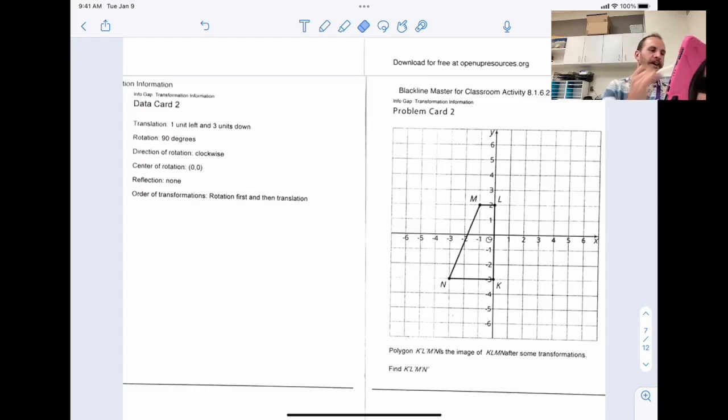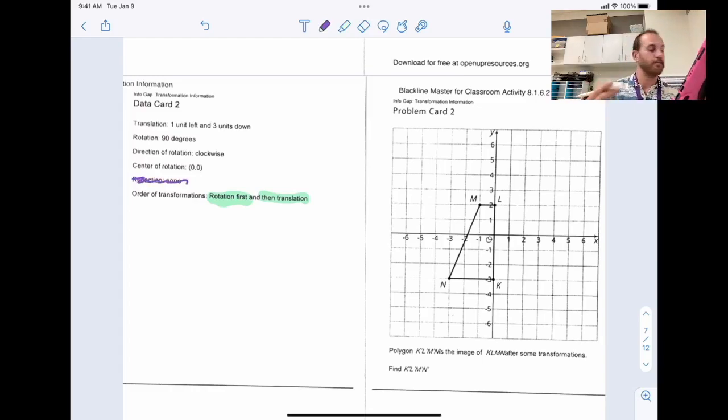All right, so I'm going to start with this bottom one. Order of transformations. Oh, this would be trouble. Rotation first, then translation. Okay, so there's no reflection, which is great. We don't need that bit of information. And the rotation is first. So I'm going to look at that.